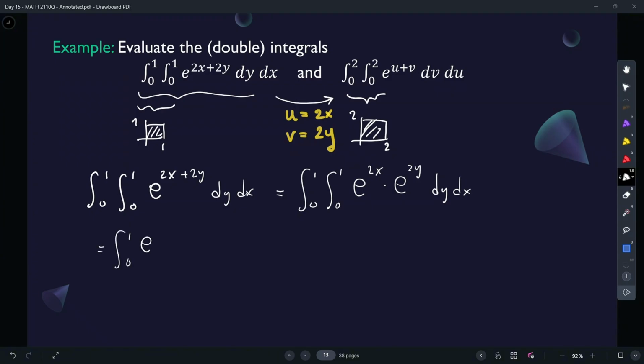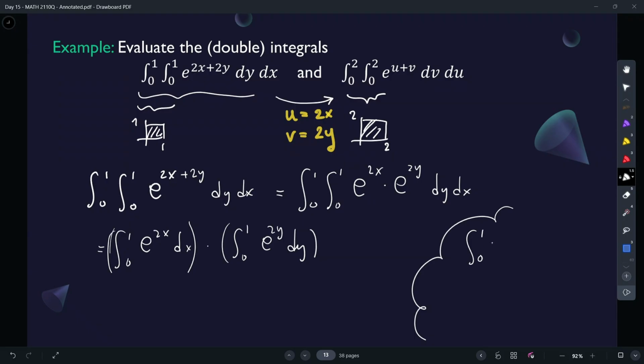integral from 0 to 1 of e^(2x) dx times the integral from 0 to 1 of e^(2y) dy, which is exactly the same integral now. I just changed the name of the dummy variable, right? So I actually only have to do it once and then square. Perfect. So this integral, let me do it over here.